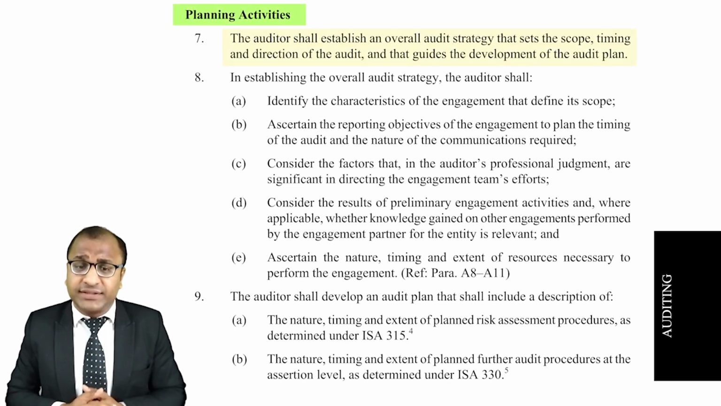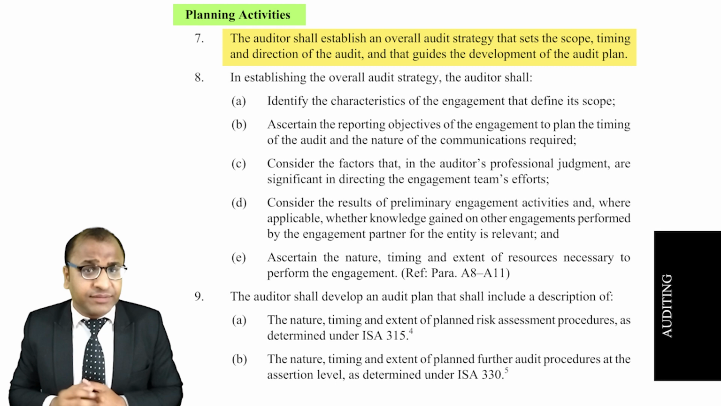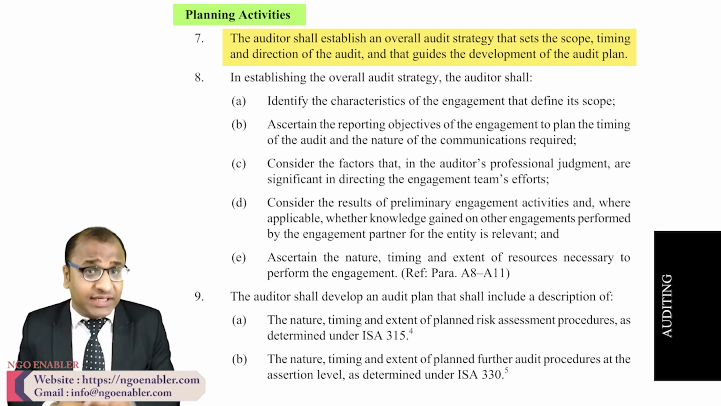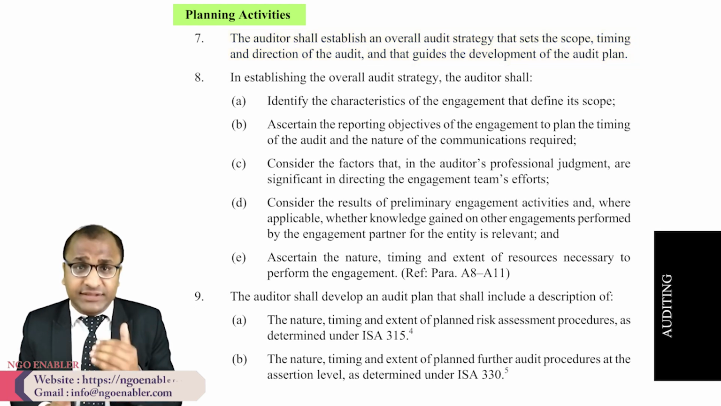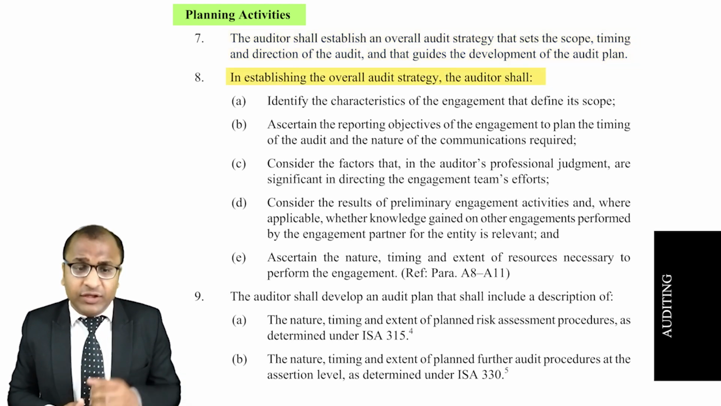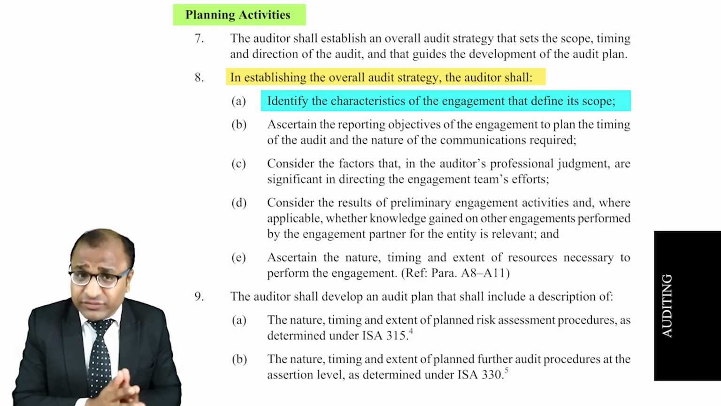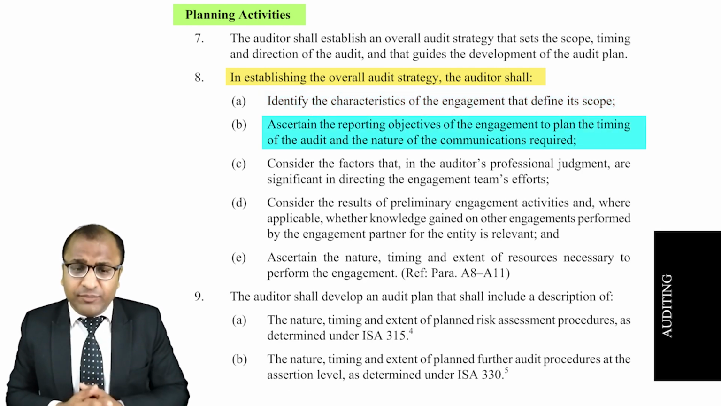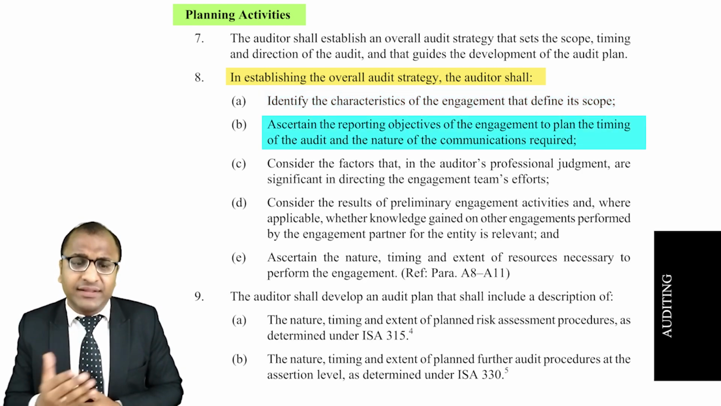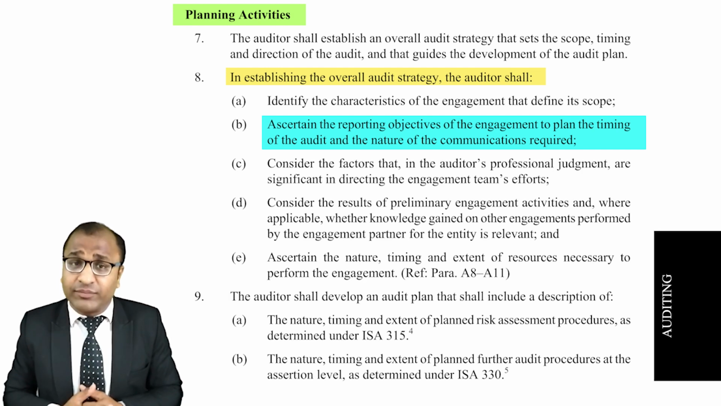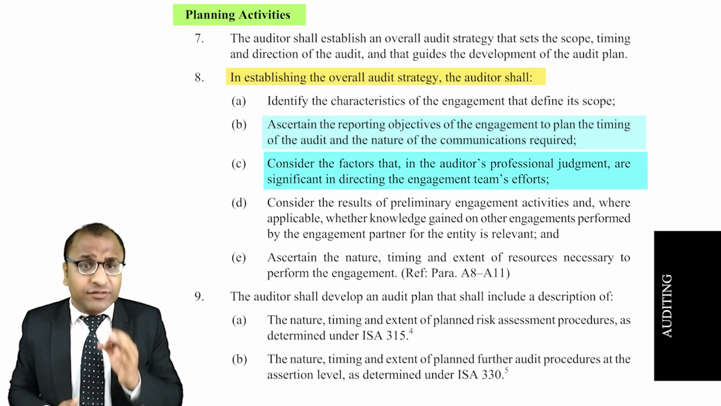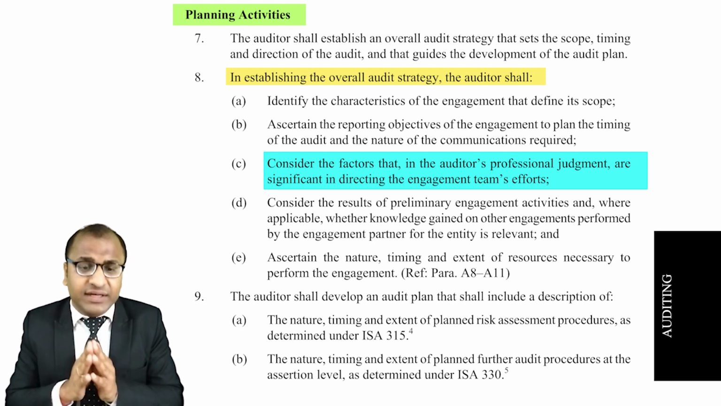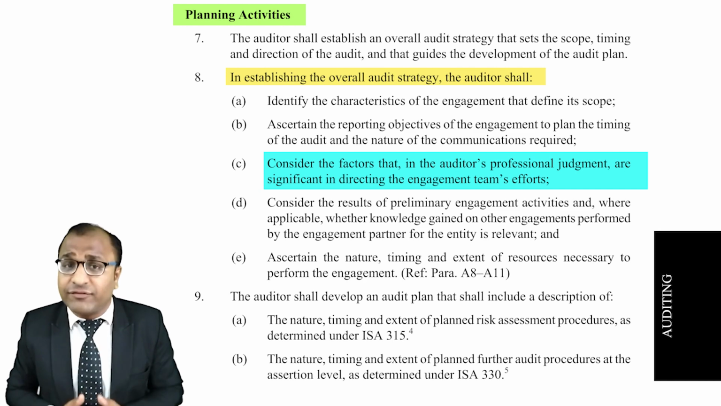The auditor shall establish an overall audit strategy that sets the scope, timing and direction of the audit and that guides the development of audit plan. In establishing the overall audit strategy, the auditor shall identify the characteristics of the engagement that define its scope, ascertain the reporting objective of the engagement to plan the timing of the audit and the nature of the communications required, consider the factors that in the auditor's professional judgment are significant in directing the engagement team's efforts.